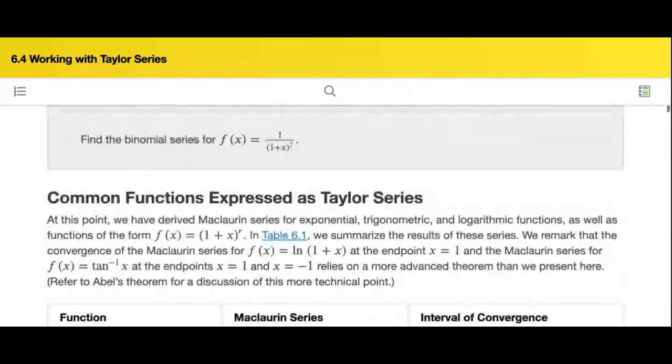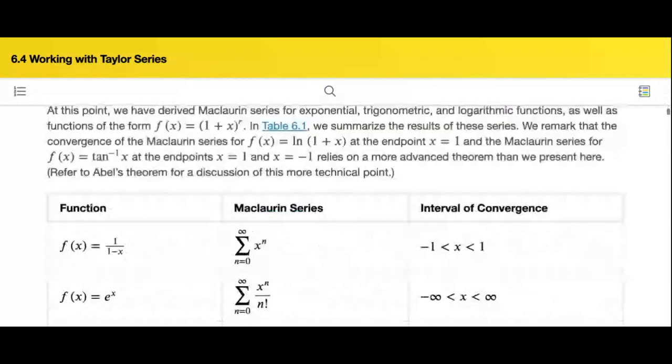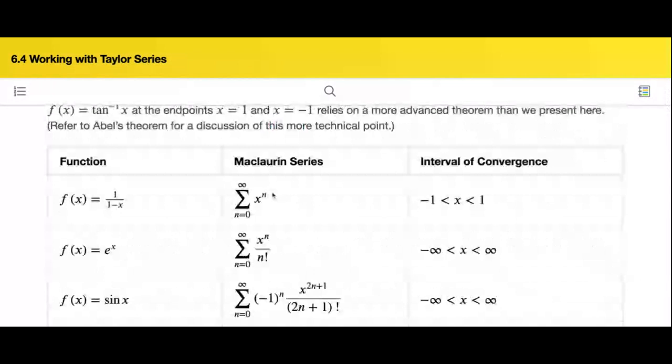Common functions expressed by Taylor series. So 1 over 1 minus x is just the sum of x raised to n, and the interval of convergence is from negative 1 to 1. e to the x is the sum of x raised to n divided by n factorial. Well, n also goes from 0 up to infinity, and x can be any real number.